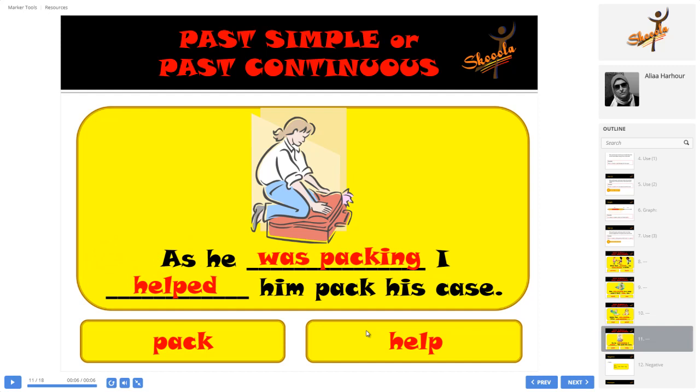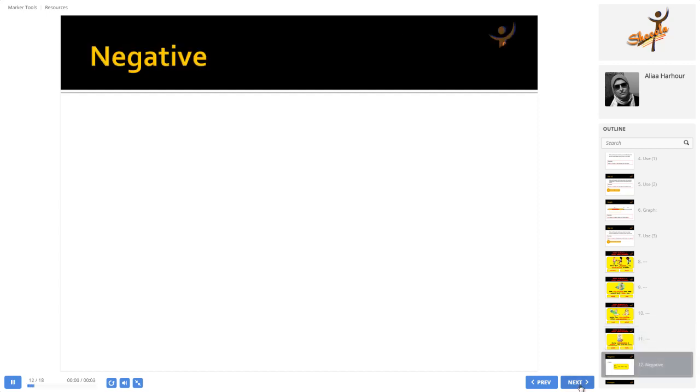helped him pack his case. I just came in and helped. Maybe I put a piece of clothes, or I help him with something, bringing something, fetching something. So I helped him. Packing takes a long time, but helping the guy takes a short time, maybe 4 or 5 or 10 minutes. Let's move to another example.